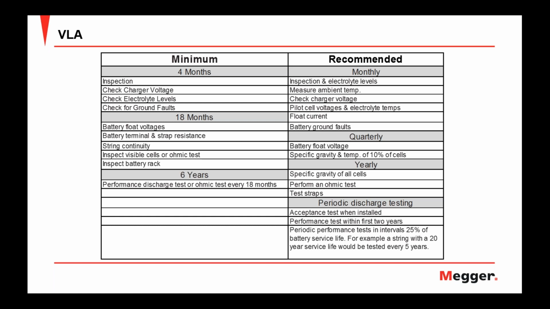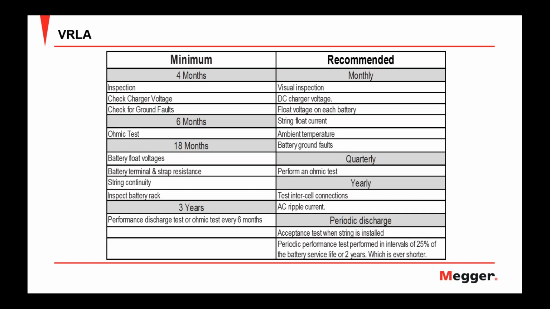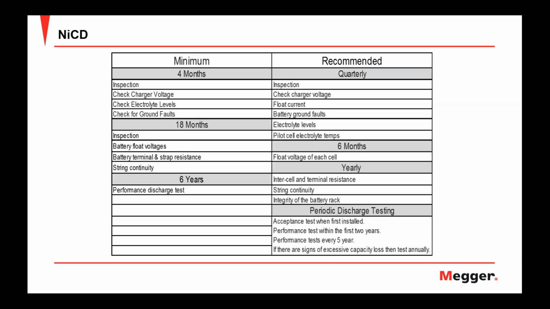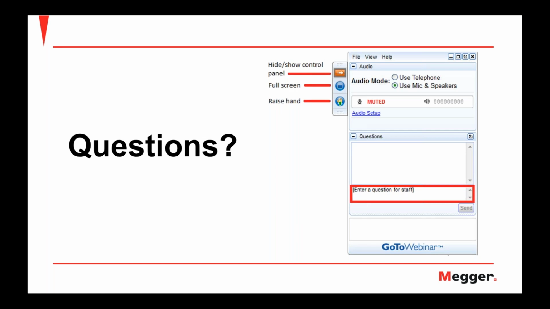So really what you want to do is determine what your resource availability is and come up with a plan based on your resources and how critical the battery system is, somewhere in between these two. You'll notice they basically contain mostly the same tests. It is just the time frame between them that's quite different. Also, VRLA batteries have their recommendations here, and NiCad batteries also have their recommendations. And with that, I'm going to open it up to questions.